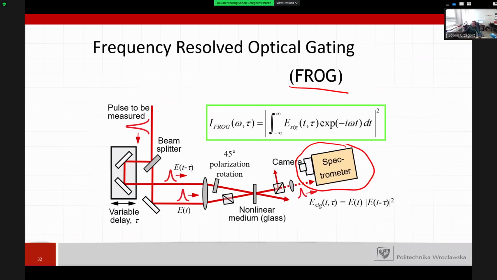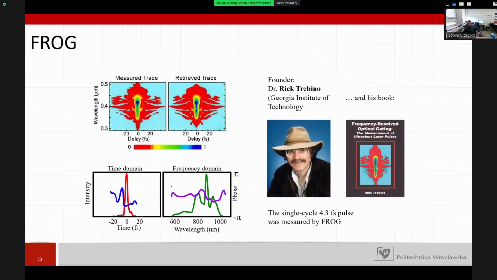So the principle is the same. We also divide the pulse into two replicas with a beam splitter, and we have a variable delay. And then we overlap the two pulses on the nonlinear crystal, and observe the field on the spectrometer. And by registering the spectrum as a function of time, we just record the evolution of the spectrum in time. So we get some so-called 2D FROG spectrograms.